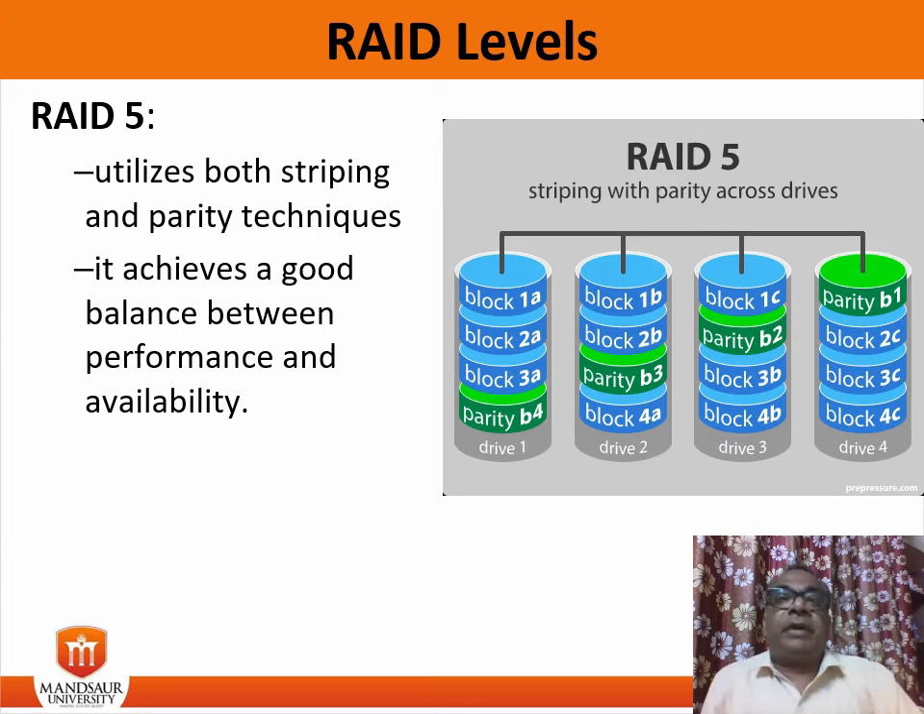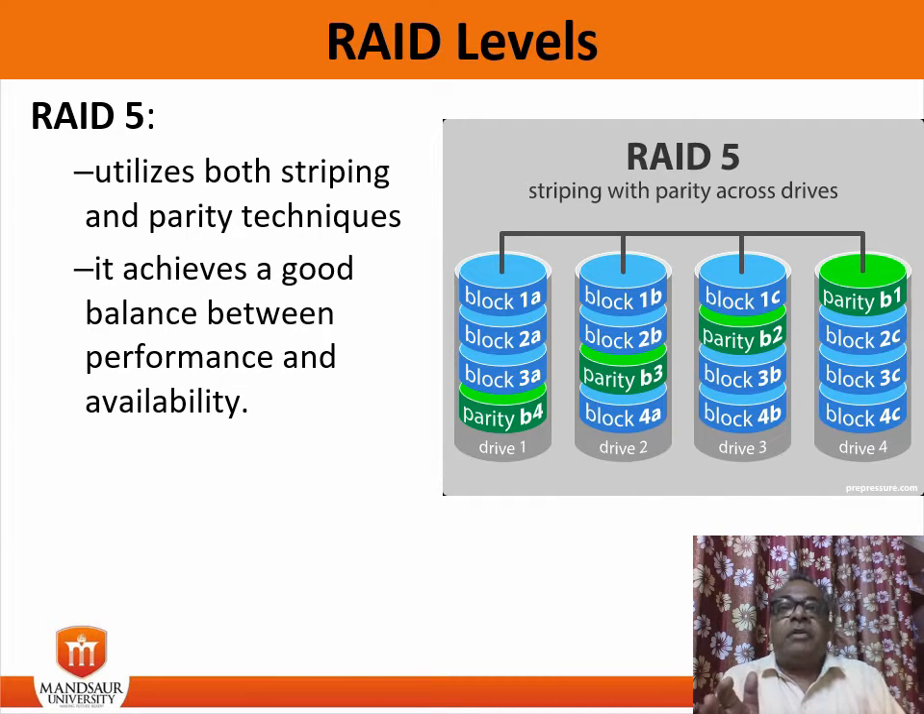So RAID 5 uses disk striping with parity. The data is striped across all the disks in the RAID set along with the parity information, which is needed to reconstruct the data in case of disk failure. RAID 5 is the most common method used because it achieves a good balance between performance and availability.